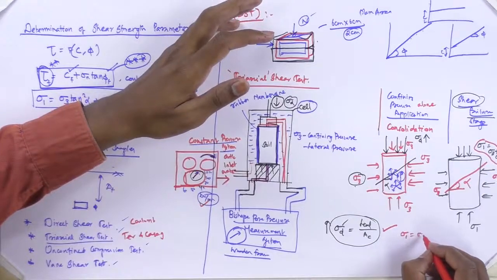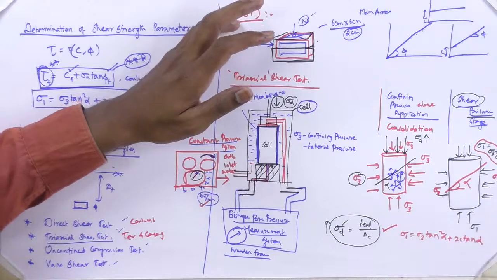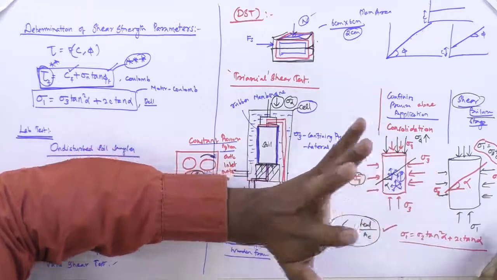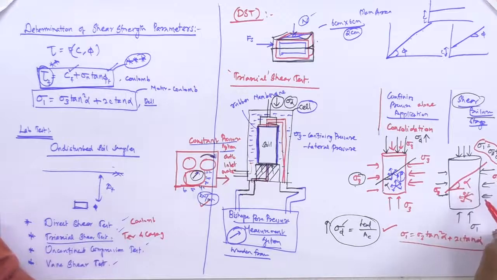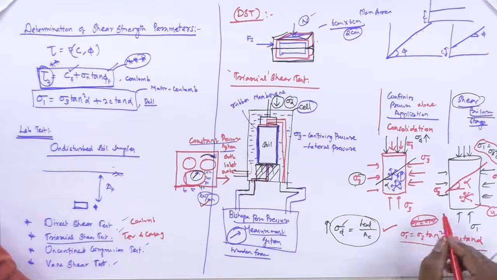This is Bell's equation, sigma 1 equals sigma 3 tan square alpha plus 2c tan alpha. It is Bell's equation in terms of total stresses. As I told you, if you find the pore water pressure developing inside the soil specimen, let us say it is u, then sigma 1 dash equals sigma 1 minus u. So the equation can be written in terms of effective stresses, sigma 3 dash tan square alpha plus 2c dash tan alpha, with dashes everywhere.